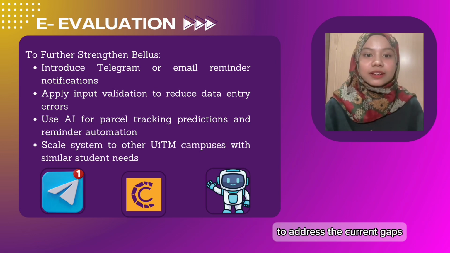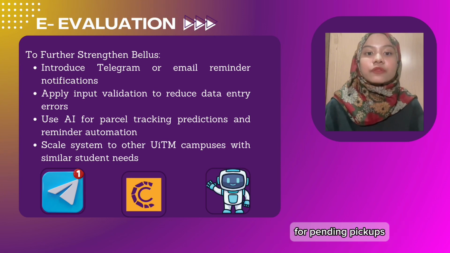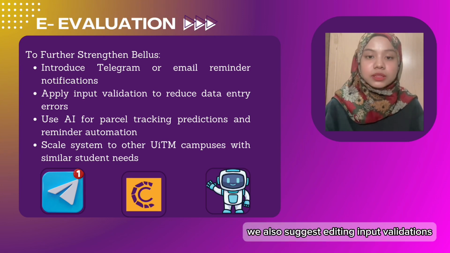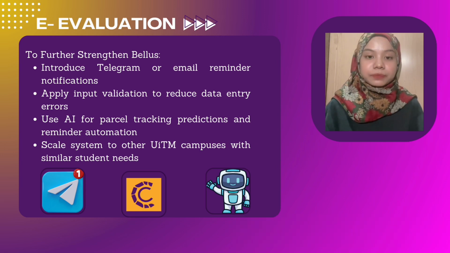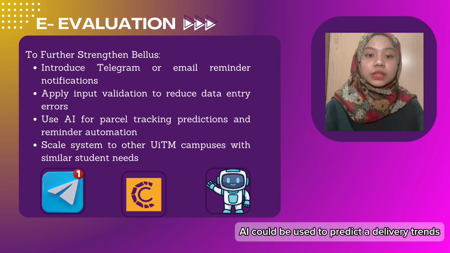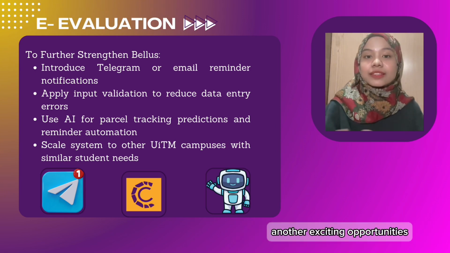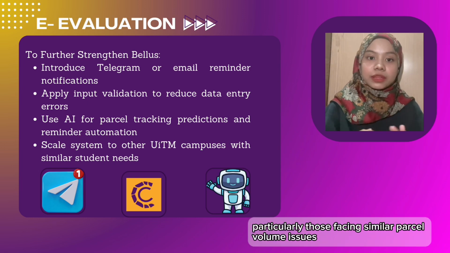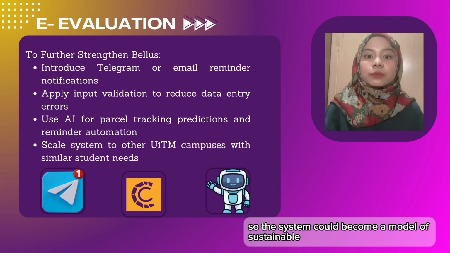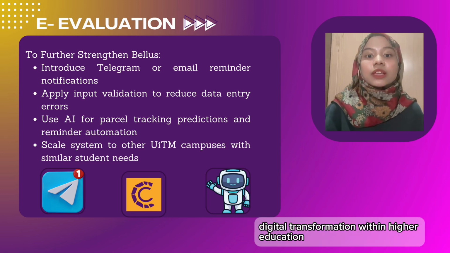To address the current gaps, we recommend introducing Telegram or email reminder notifications for pending pickups. We also suggest adding input validation features to reduce human error during data entry. AI could be used to predict delivery trends and automate alerts based on parcel flow. Another exciting opportunity is to scale Bellus Cellarium to other UiTM campuses, particularly those facing similar parcel volume issues. By doing this, the system could become a model of sustainable, low-cost digital transformation within higher education.